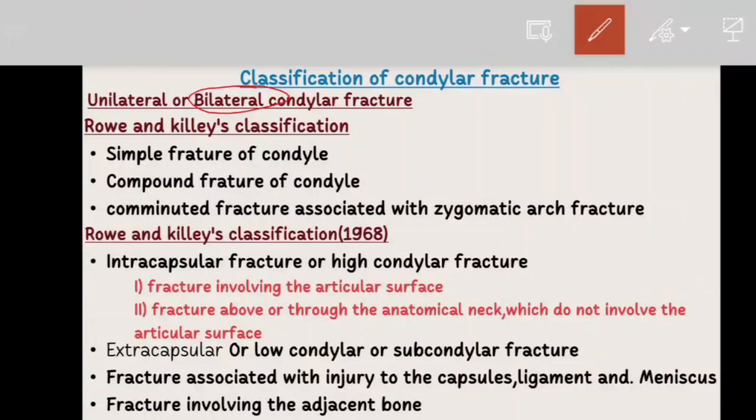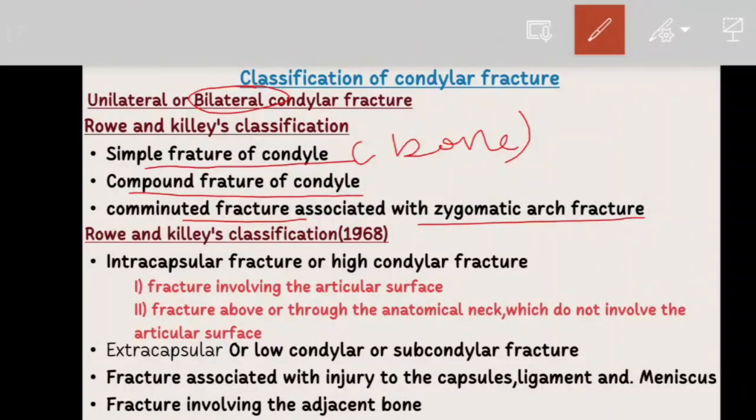Now the second one is Rowe and Killey's classification. It is divided into three. Simple fracture of condyle means only bone is fractured, okay. So here bone is fractured, skin and mucosa are intact. Now the second one is compound fracture of condyle. Here the bone fracture has communication to the outside environment. Now the third one is comminuted fracture associated with a zygomatic arch fracture. So that means the bone is broken into multiple pieces.